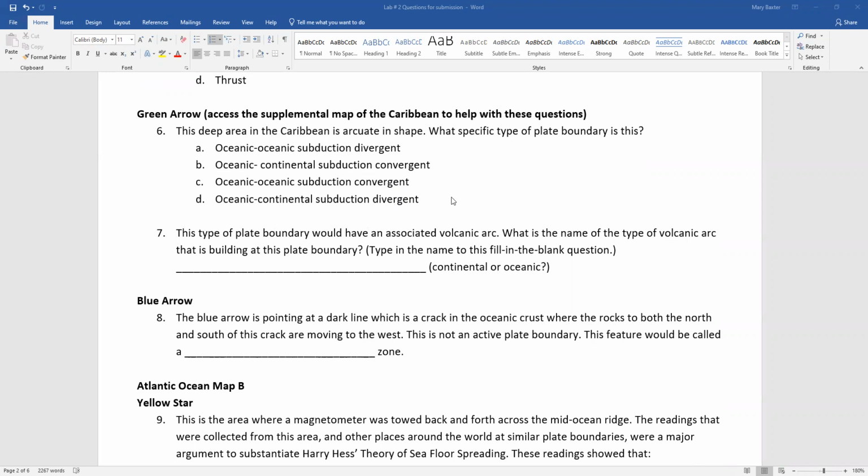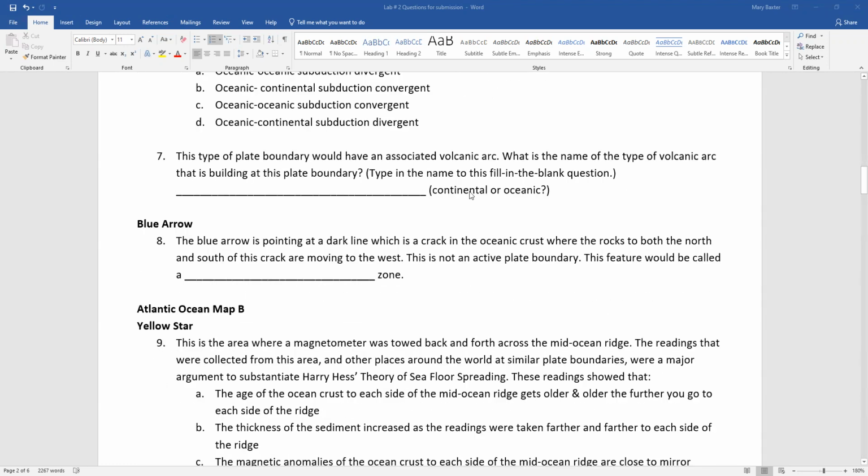This type of plate boundary would have an associated volcanic arc. What's the name of the type of volcanic arc that is building at this plate boundary? Meaning that, is it a continental arc or is it oceanic arc? You have to choose which one.